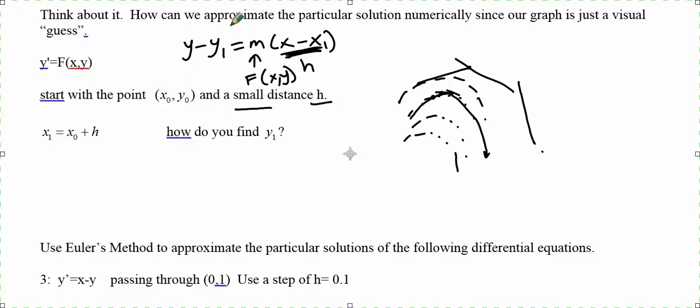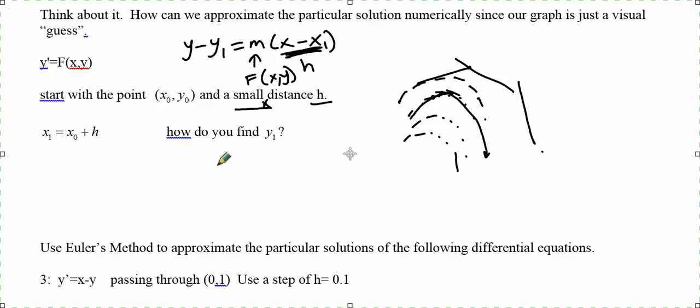Times h. What we don't know is our new y value. We always know the x value because you're going a small distance, and it's really a small x distance, not really a distance in the x and y coordinate plane. We're just moving a small x. So if you start at 1, then we're going to go to like 1.1, so the distance h would be 0.1. And so the only thing we don't know is our new y.